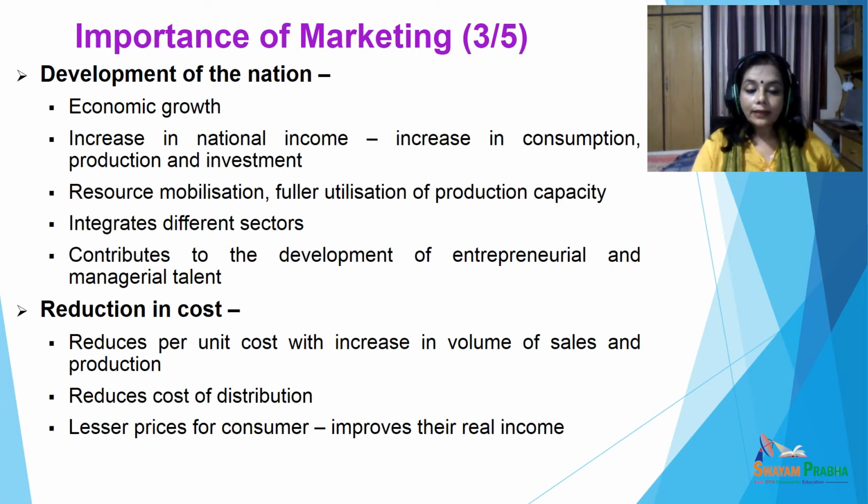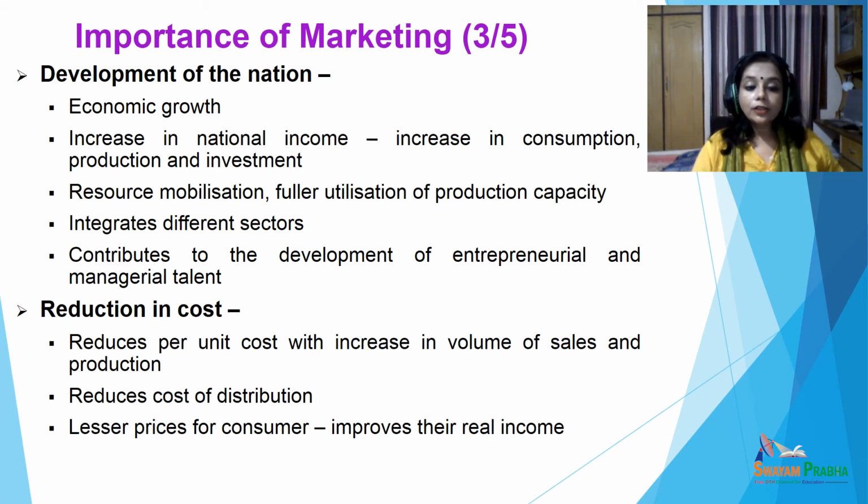Then next is reduction in cost. It reduces the per unit cost of production, and with the increase in the volume of sales and production, the per unit cost will go on reducing. You are well aware of economies of large scale production. So up to a certain level, with this capacity you can reduce per unit cost, and later on you can add other machinery, other units to overall reduce your cost of production.